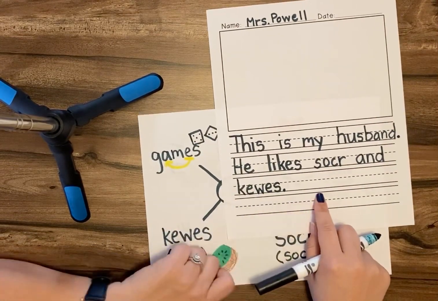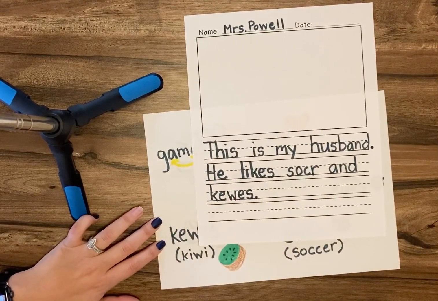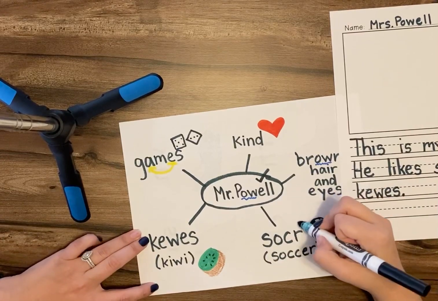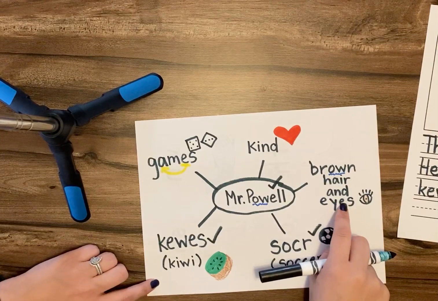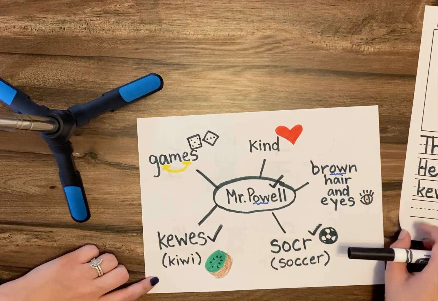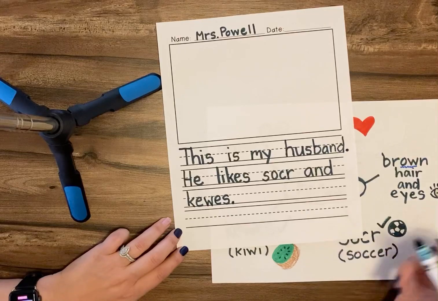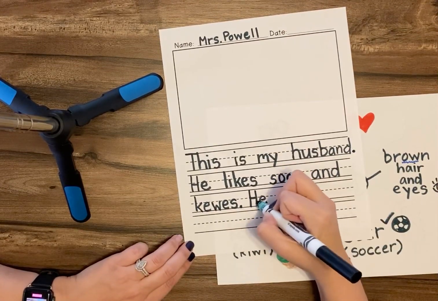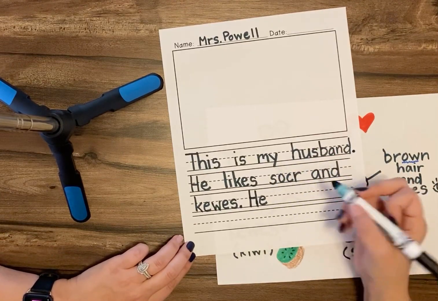Now, I know my next sentence needs a capital letter because every sentence has to start with a capital letter. I already talked about his name being Mr. Powell. I told you that he likes soccer and kiwis. Maybe I should talk about what he looks like. He has brown hair and eyes. I think I'm just gonna write about one of them. It's okay if you don't write everything that's on your chart. He, H-E, I know that word, has, ooh, this is going to be a sight word, but we haven't learned it yet.